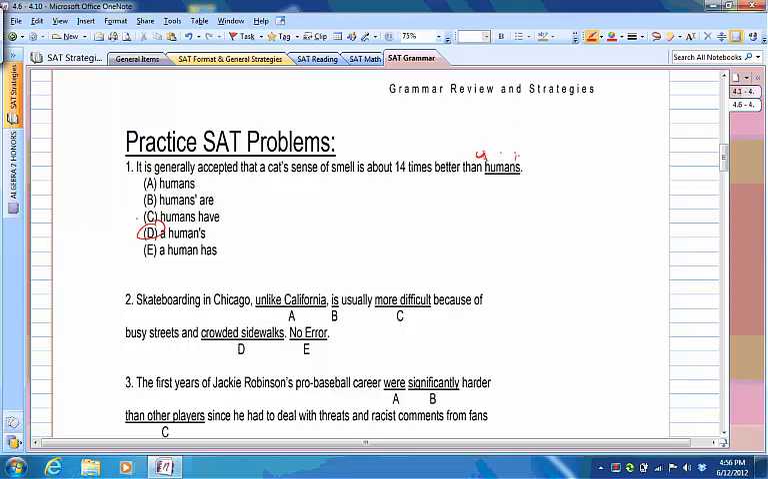Skateboarding in Chicago, unlike California, is usually more difficult because of busy streets and crowded sidewalks. Unlike skateboarding in California, or like that in California. Let's look at number 3.